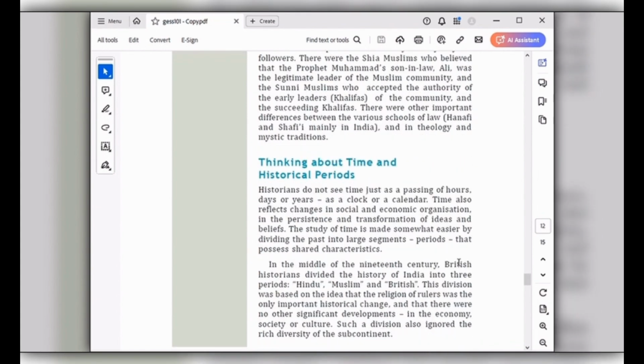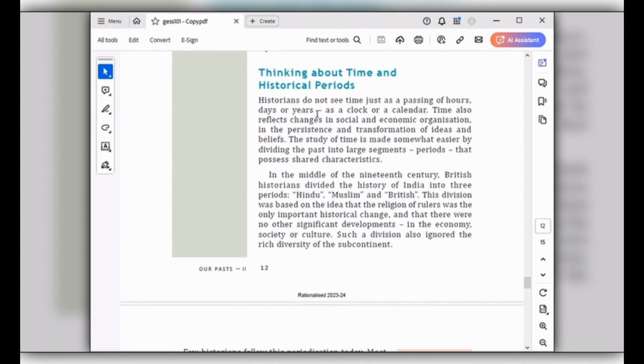Thinking about time and historical periods, historians do not see time just as the passing of hours, days, or years, as a clock or a calendar. Time also reflects changes in social and economic organization, in the persistence and transformation of ideas and beliefs. The study of time is made somewhat easier by dividing the past into large segments, periods that possess shared characteristics.